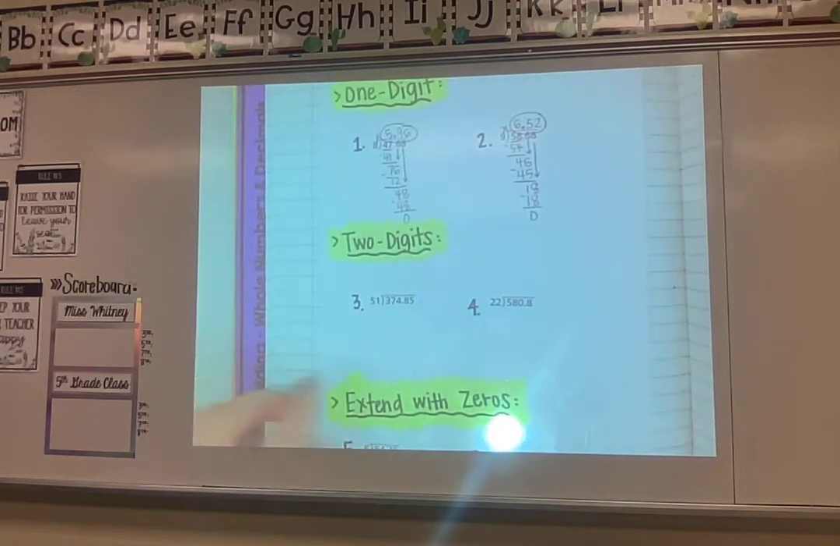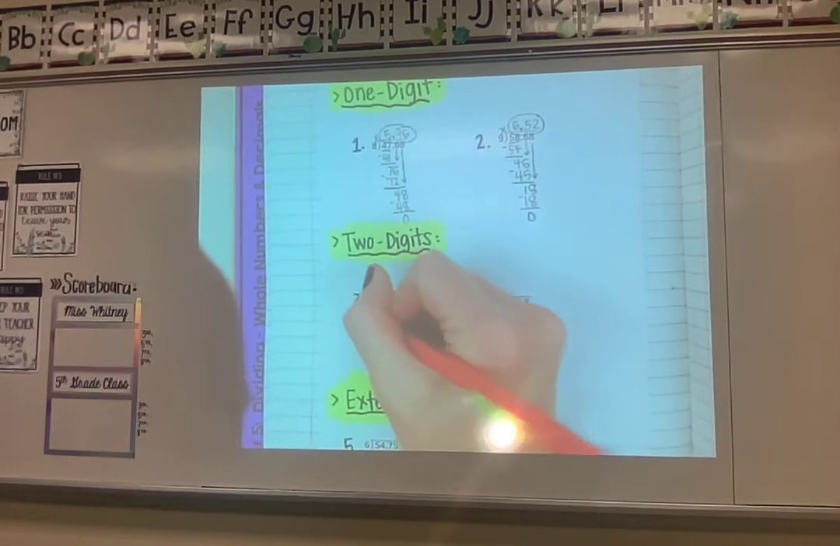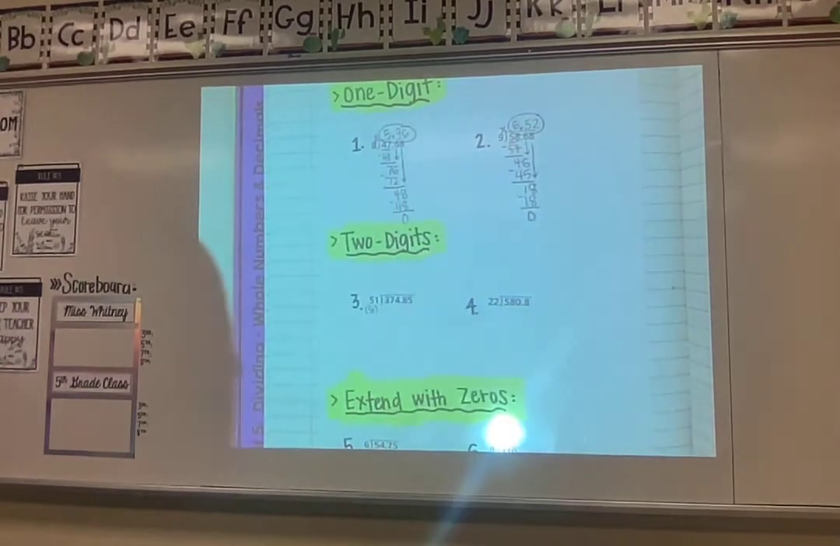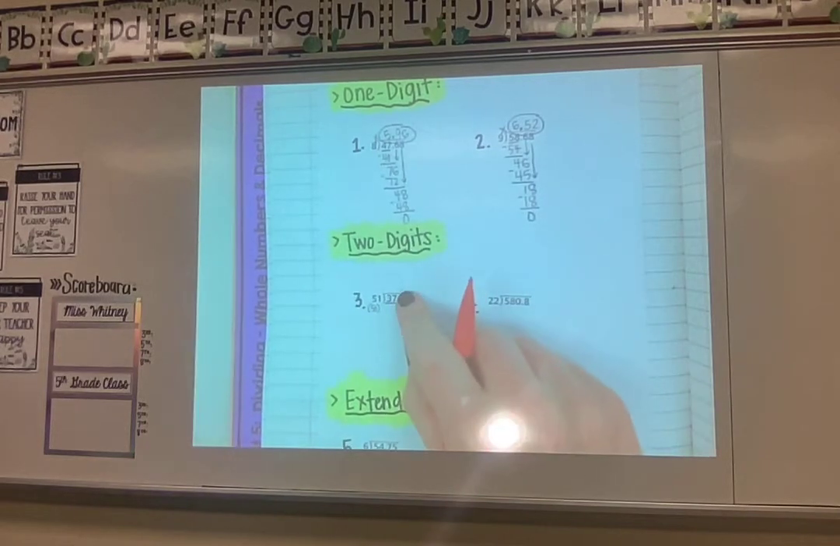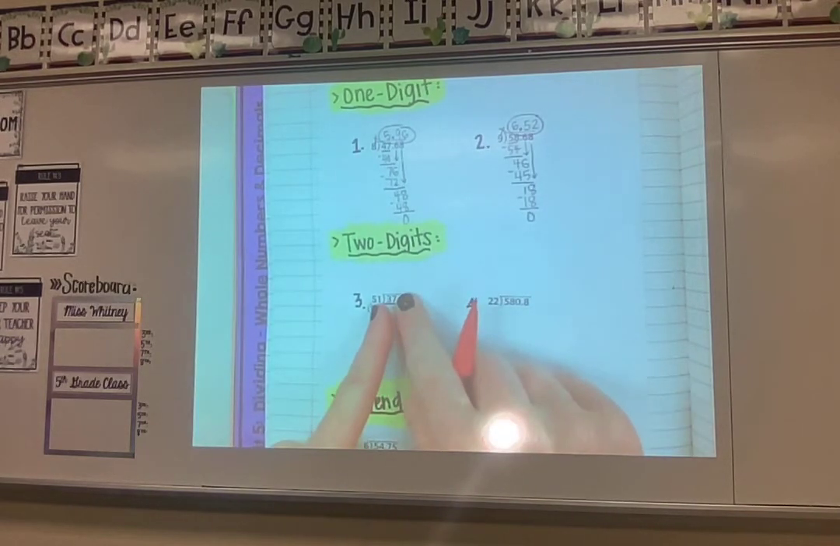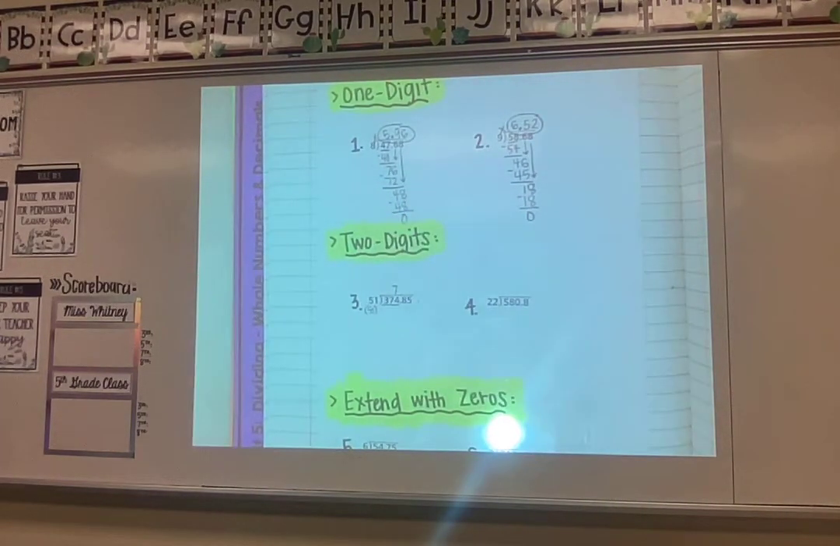Let's do some with 2 digits outside the house because we know how to do both of these ways already. First, I want to round 51, which is closest to 50. And I'm going to start with 374. So remember, cover up your back numbers. About how many 5s will fit in 37? That would be a 7. Remember, write it above right where you're working at.